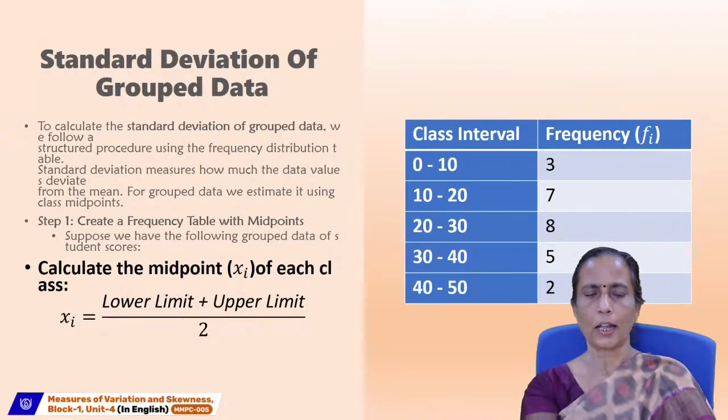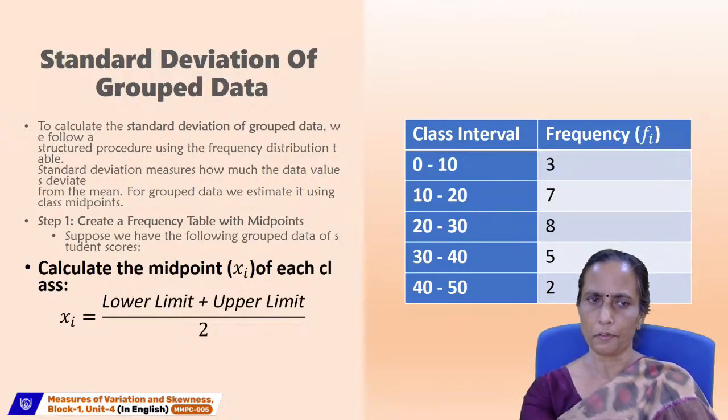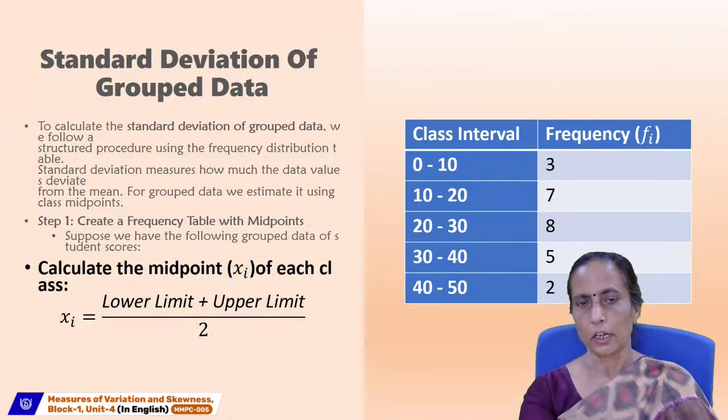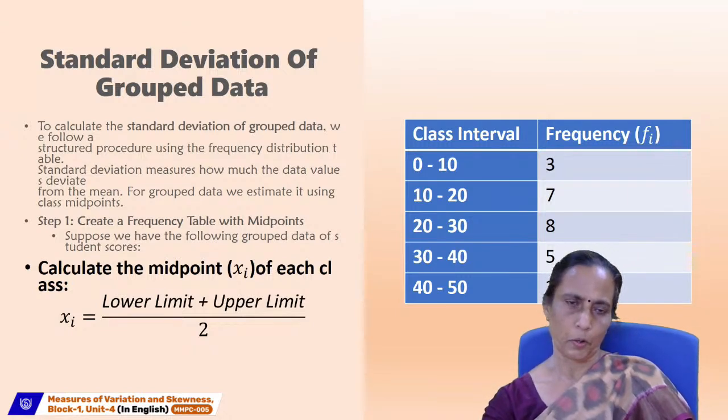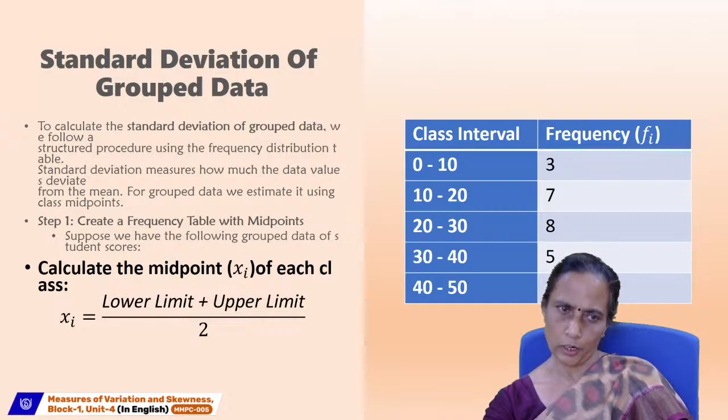Sure. By taking the class intervals, how can we calculate? So to calculate the standard deviation of grouped data, we follow a structured procedure using the frequency distribution table. The standard deviation measures how much the data values deviate from the mean. For grouped data, we estimate it using class midpoints. Okay, so step 1 is, first of all, you create a frequency table with midpoints.